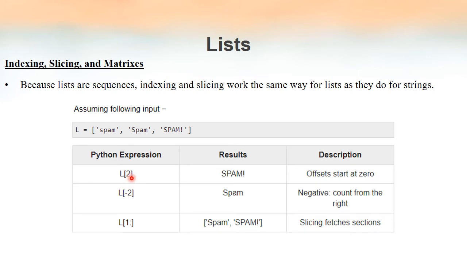Now L of minus 2. Here the index number was positive, now the index number is negative. Negative index number means we are starting from the end of the list. L of minus 2 means the second element from the end of the list. So this is the first element from the end and this is the second element from the end. So L of minus 2 will be pointing to this element inside the list L.